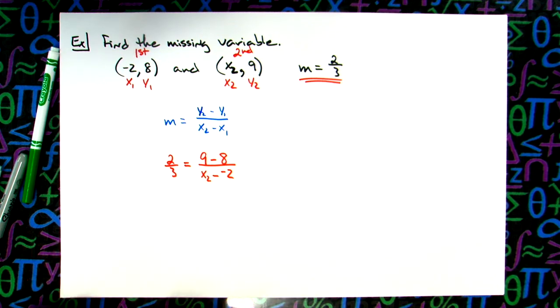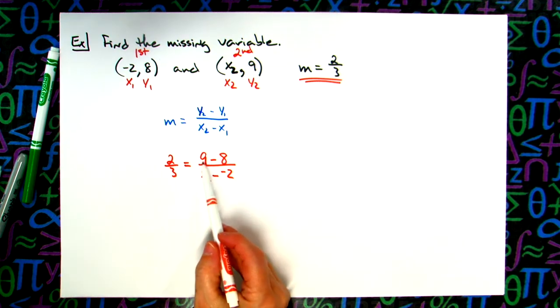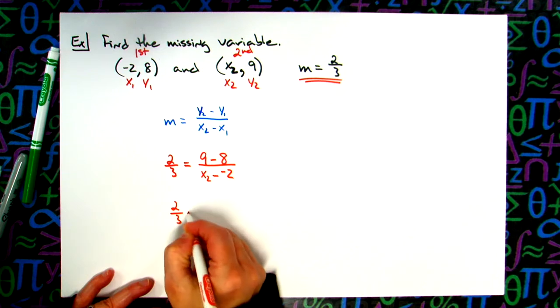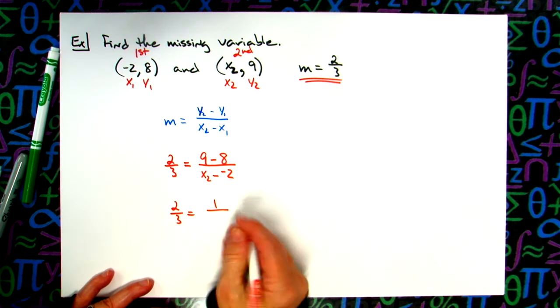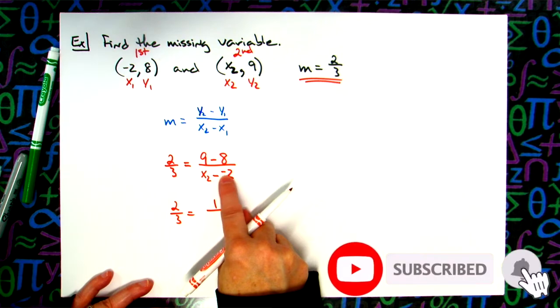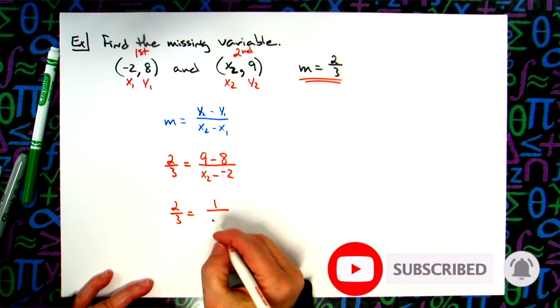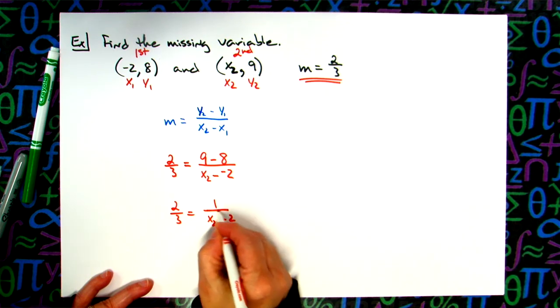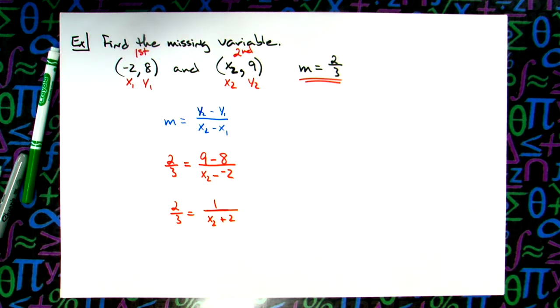Now we are going to do a little bit of math and simplify. On top, can't I do 9 minus 8? That's going to be a 1, right? So I'm going to keep my 2/3 over here and put a 1 right here. Can I make this plus plus? Right, because it's minus a negative. So on the bottom I could put x sub 2 plus 2 so that I don't have to mess with that minus minus.